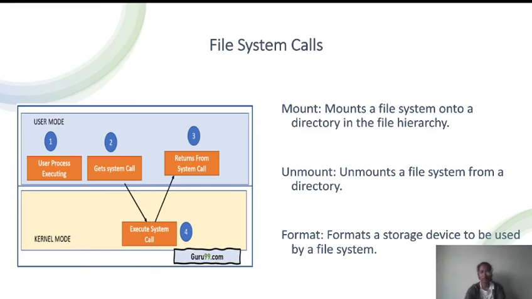File system calls: mount, unmount, and format. Mount mounts a file system onto a directory in the file hierarchy. Unmount unmounts a file system from a directory. Format formats a storage device to be used by a file system.